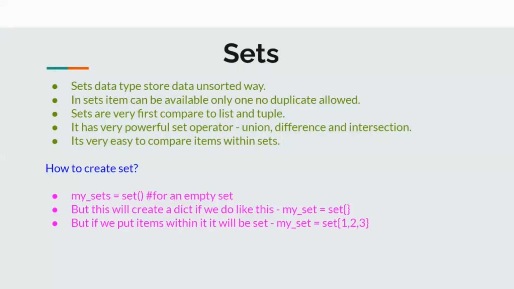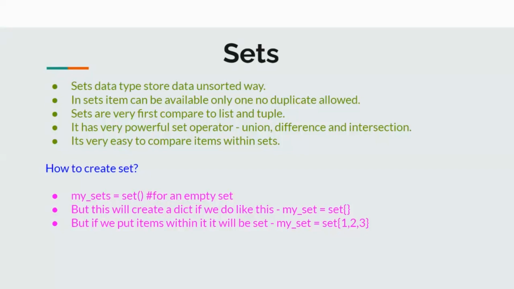In the last video we covered tuples, and in this video we'll cover sets. Sets are very powerful structures, and they store data in an unsorted way. I mean, there will be no sort. We have seen the list, which you can sort either ascending or descending, but you can't do that in a set. In a set, an item can be available only once, with no duplicates. I mean, you cannot put two apples in one set.